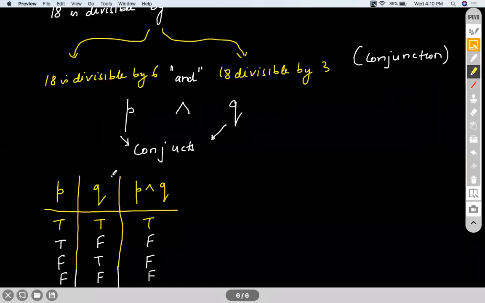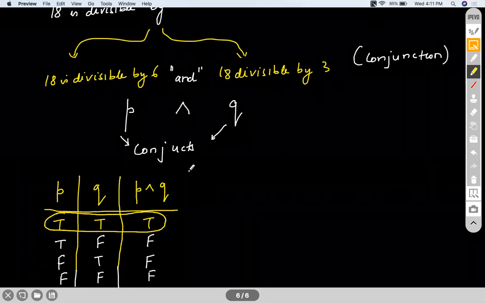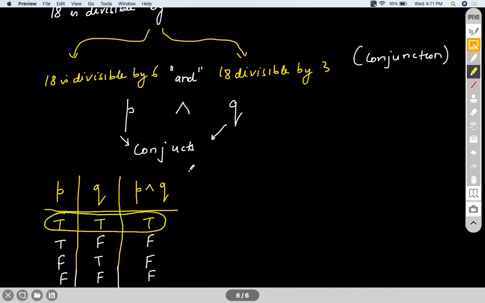So the only occasion when your conjunction is going to be true is when both your conjuncts are true. Only when both the conjuncts are true will your conjunction be true. Okay. Now let me tell you, all statements containing "and" should not be taken as a connector. For example, "water and oil do not mix well." Here "and" is not acting as a connector.